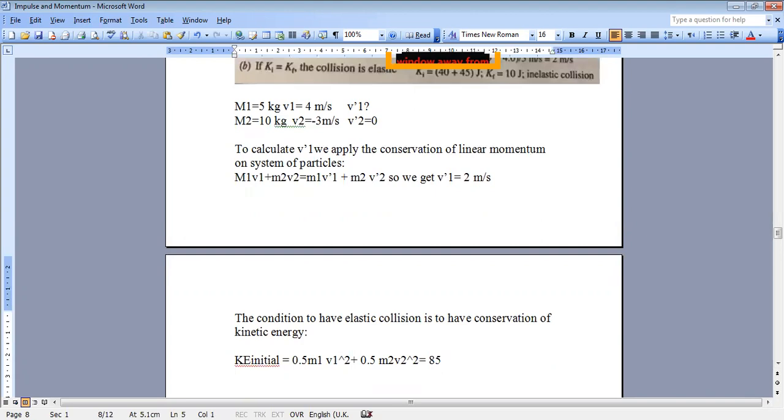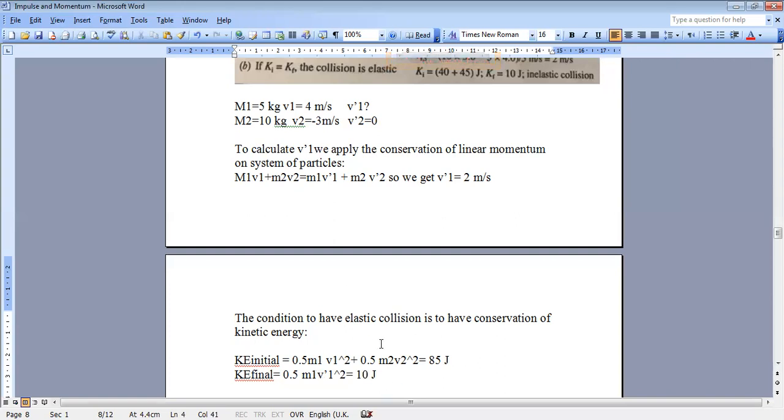At the final state, the kinetic energy is equal to 0.5 m1 v prime 1 square, and we know that v prime 2 is 0. So the kinetic energy at the final state is only equal to the kinetic energy of particle 1, and it is equal to 10 joules. As you can see here, the kinetic energy is reduced a lot. This is due to non-elastic collision.